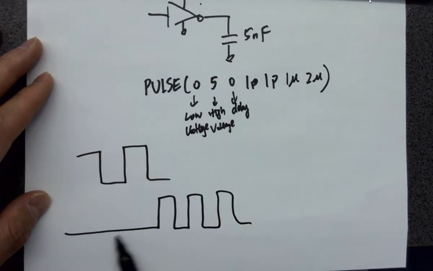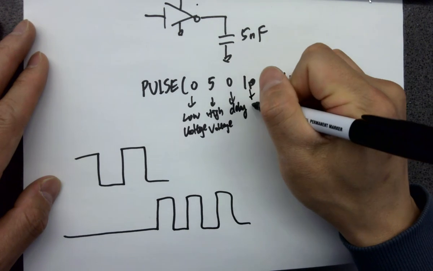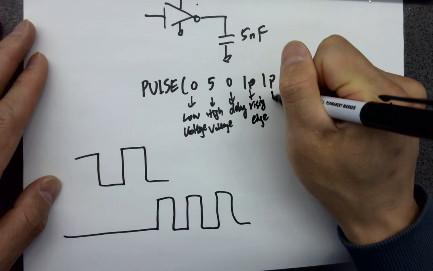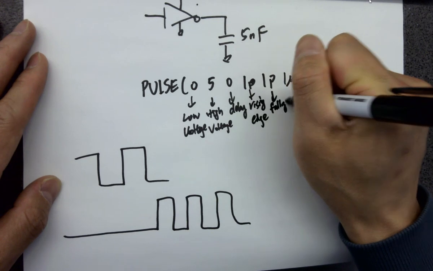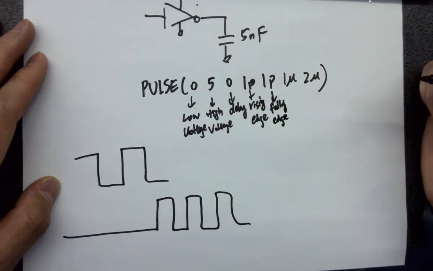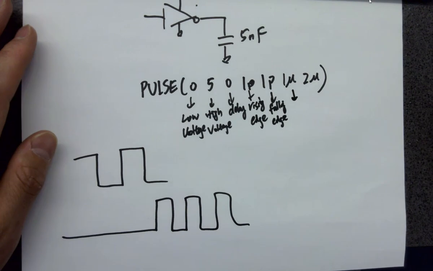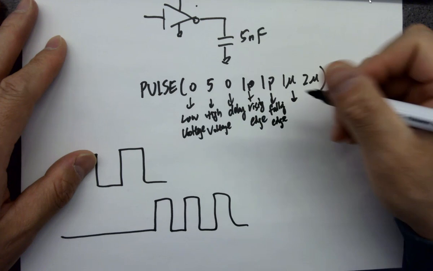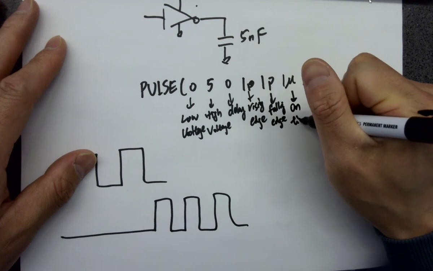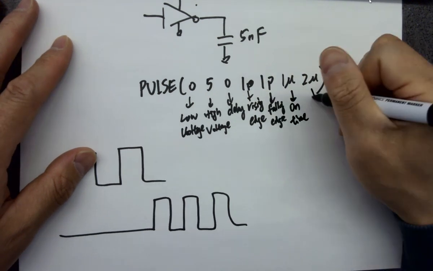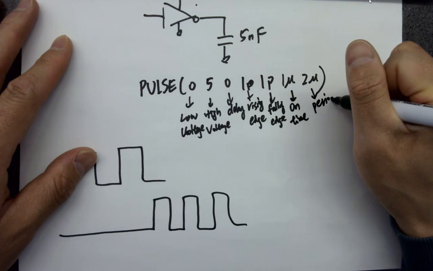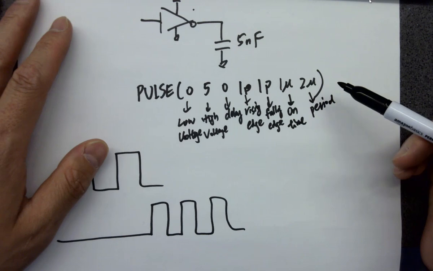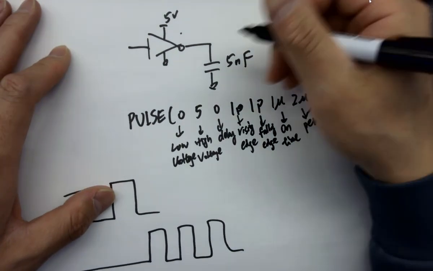It's a time delay. So rising edge, falling edge, on time, period. So can you tell the frequency from these arguments? Yes, of course, you can tell the frequency.